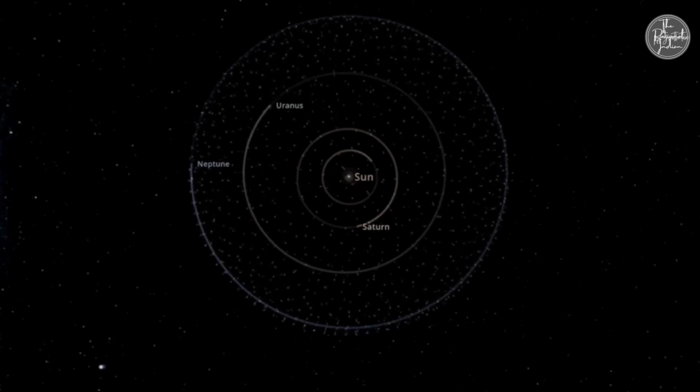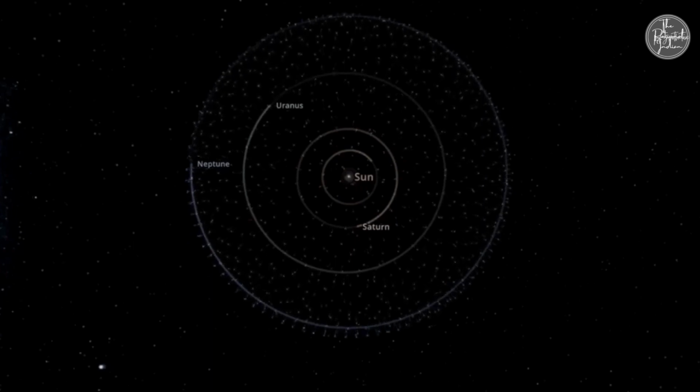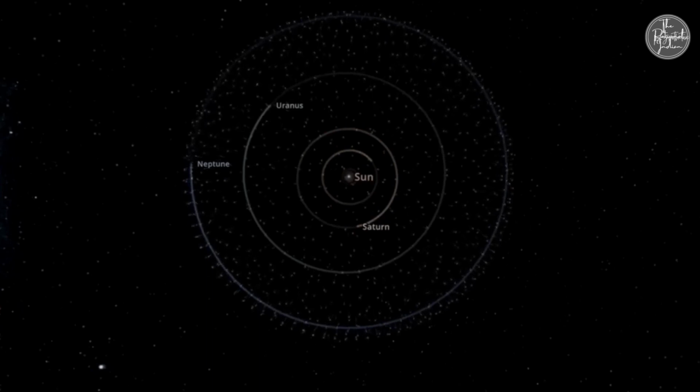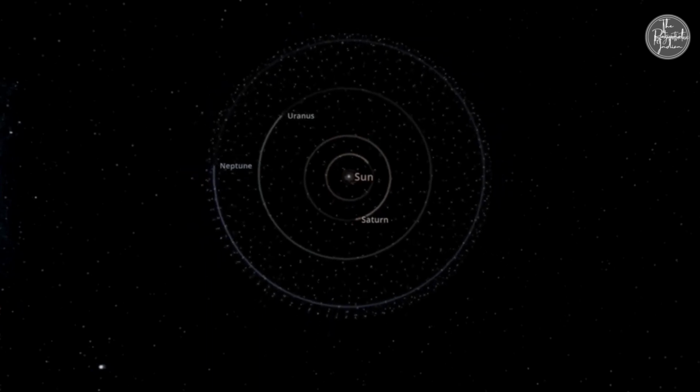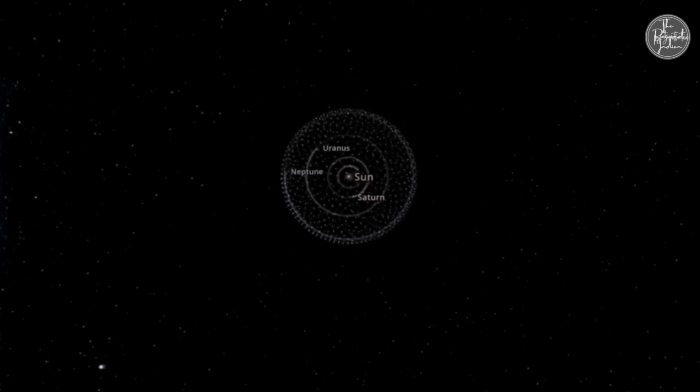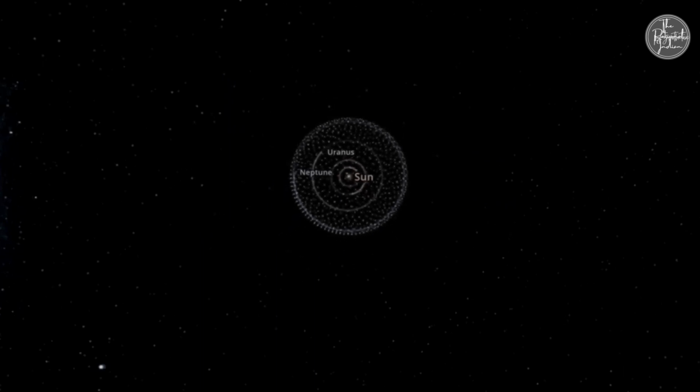As you can see, the light has finally reached Neptune after we increased the speed by 100 times. Even at this speed, it will take around 15 days to reach our next closest star, Alpha Centauri.